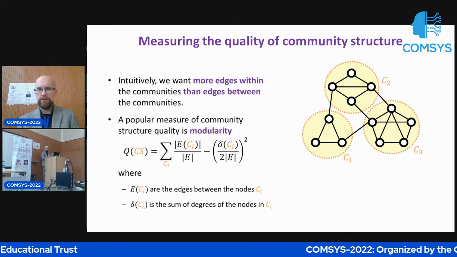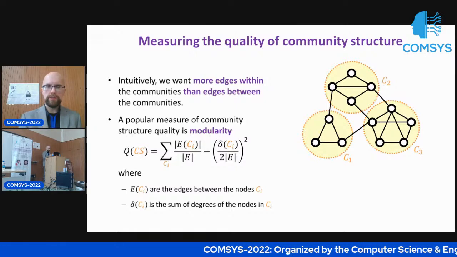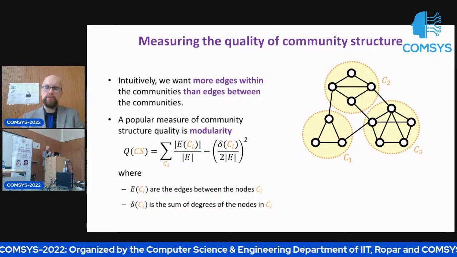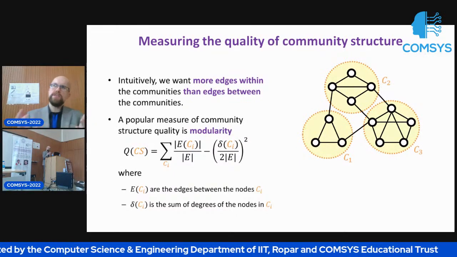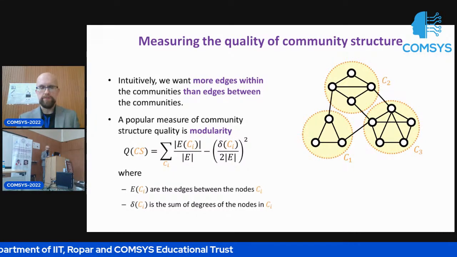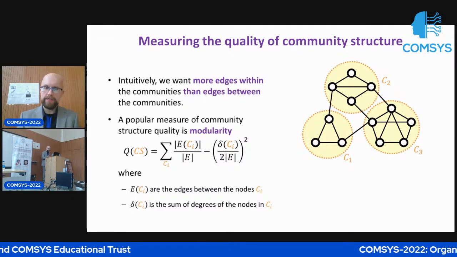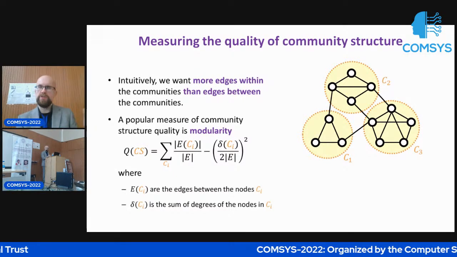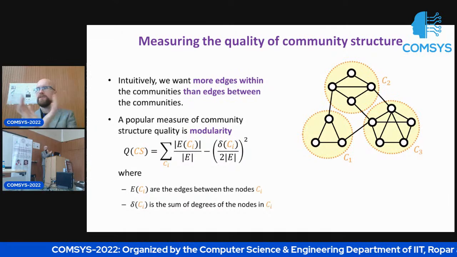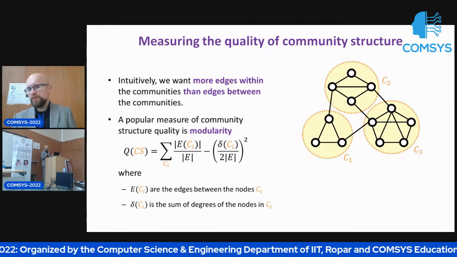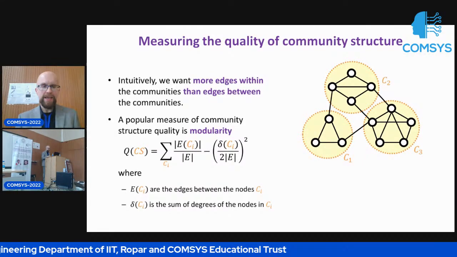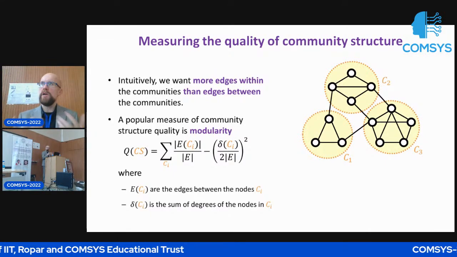How do we say whether a particular community structure is good or not? So intuitively, we would like to have more edges within the communities than between the communities, right? Because if a community is a closely cooperating group of nodes, we probably would expect it to be very dense, right? However, if we would only calculate the edges between the communities and within the communities, then the very best possible structure would be a structure consisting of just a single community, right? The entire network, which is a community structure, but maybe we don't always want to get this particular community structure. So a popular measure of community structure quality is modularity.